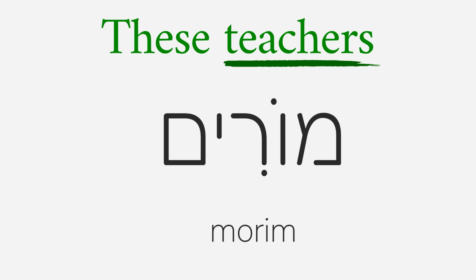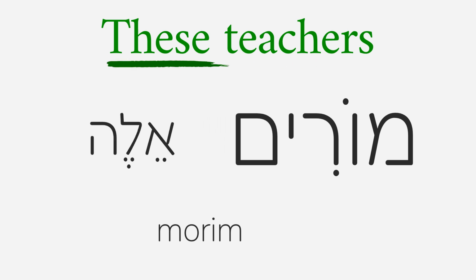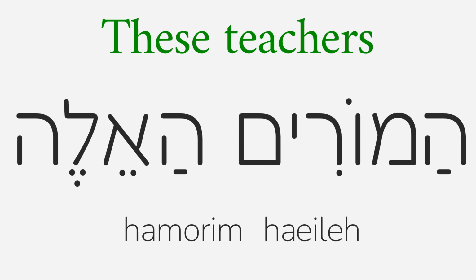Now use this structure to say these teachers in Hebrew. Teachers is morim. Alright, in Hebrew the first thing we need is the noun, morim, teachers, and then the adjective ele, these. Onto both of these words we are going to add a ha, meaning the. Ha-morim ha-ele, these teachers.